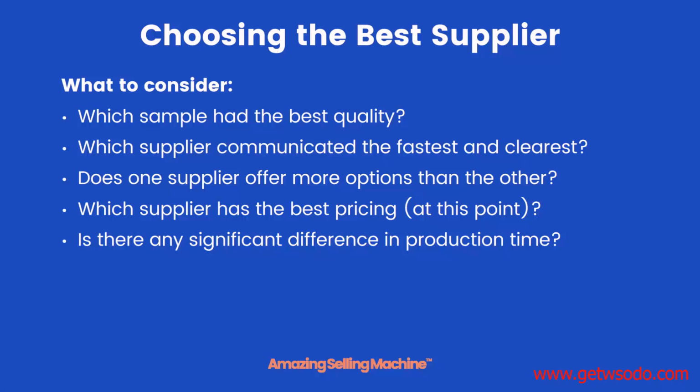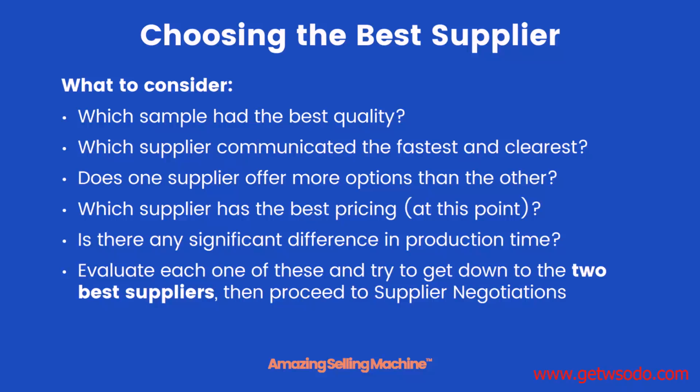Perhaps one supplier could manufacture your products in 25 days, but another was backed up and might take 40. Evaluate each one of these and try to get down to your final two best suppliers. Then we'll proceed to supplier negotiations.